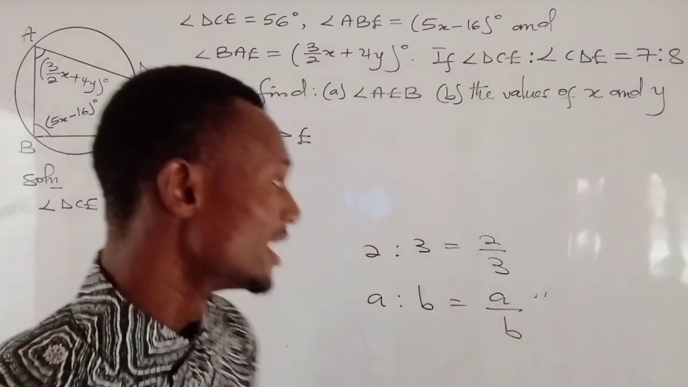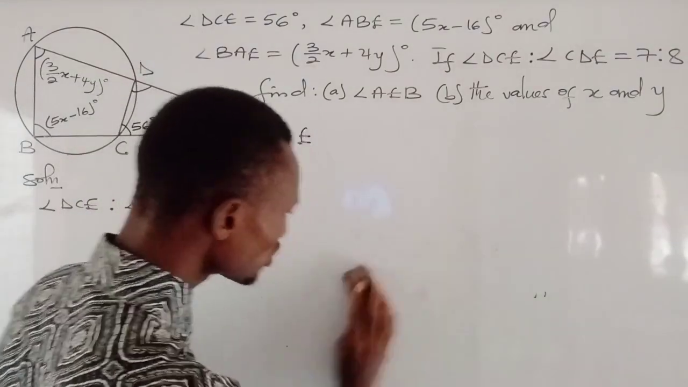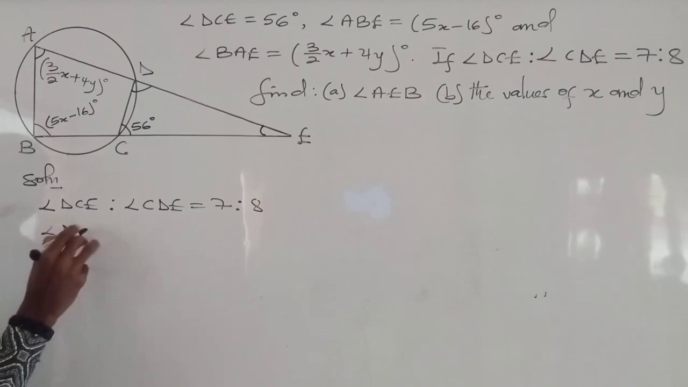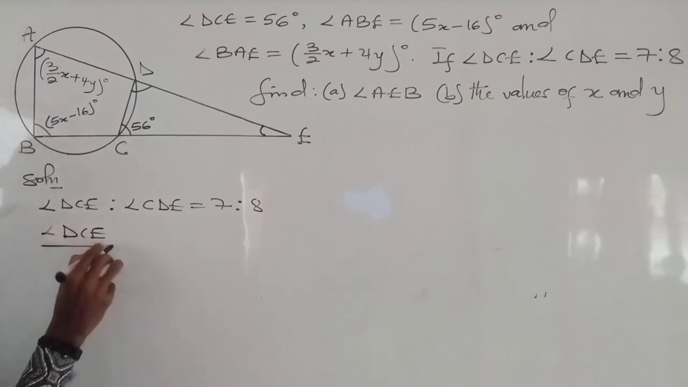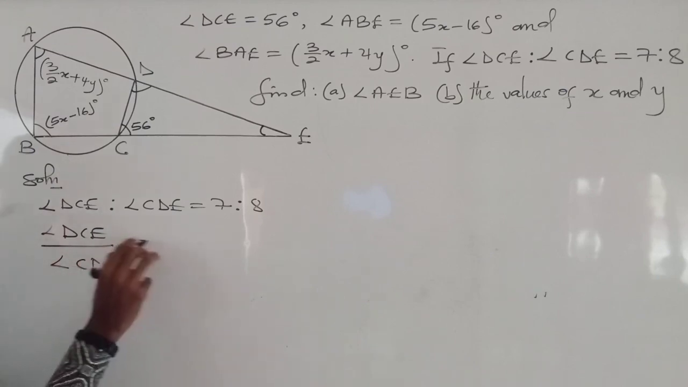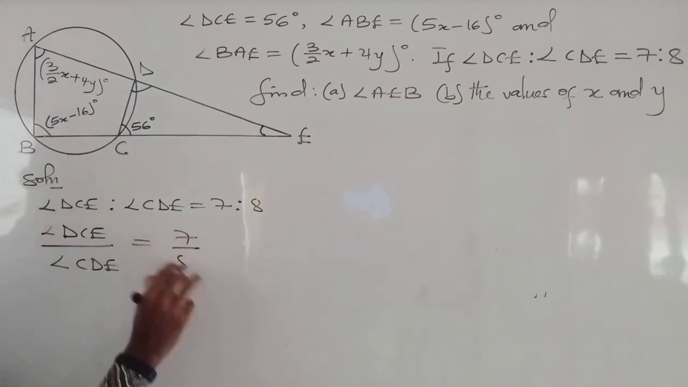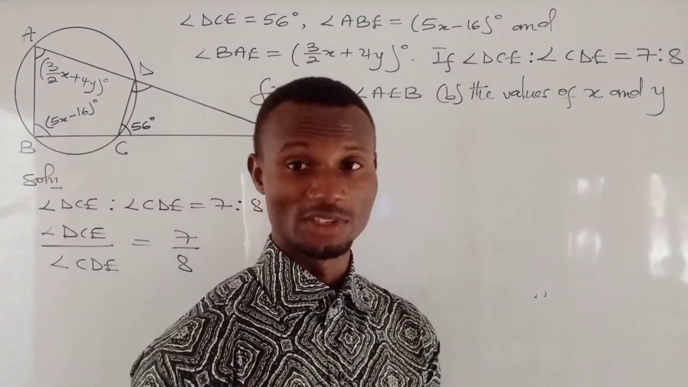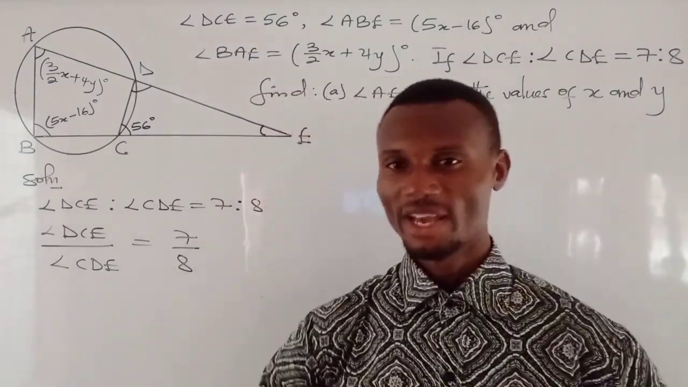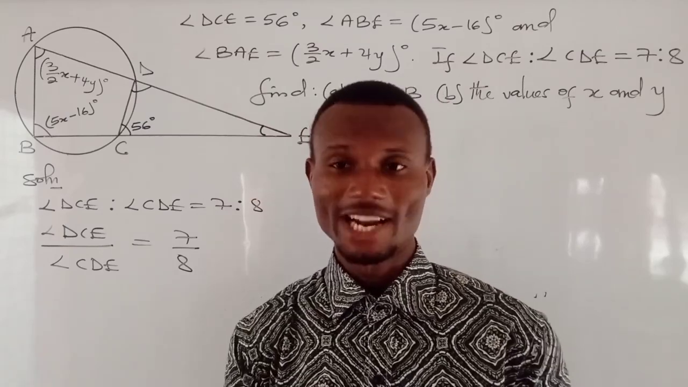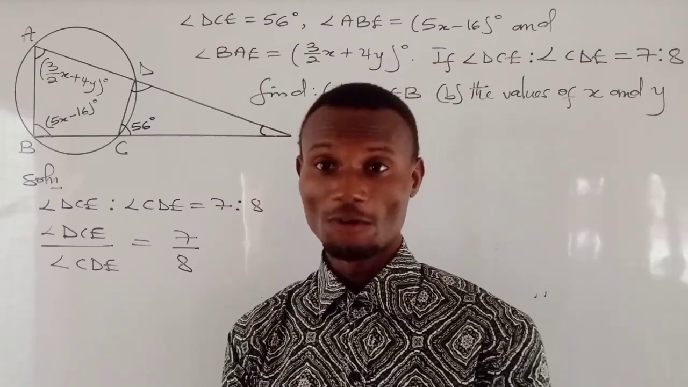So let's proceed. I'm going to clean this so that we can proceed. I'm going to write this as angle DCE over angle CDE equals to 7/8. I hope you understand and you agree with me up to this point. All that we did is to express the ratios that we have in the equation as fractions so that it can help us solve further.